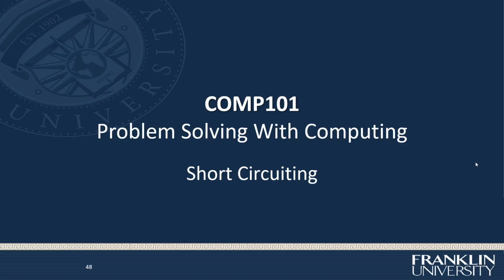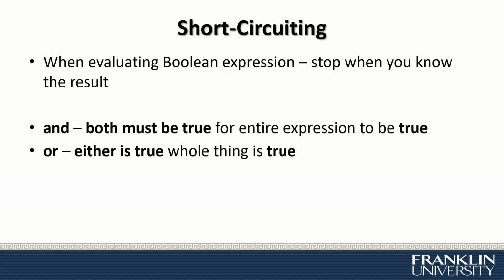Hi, in this lecture, I am going to talk about short-circuiting. What is short-circuiting? Well, when evaluating a Boolean expression, Python will stop when it knows the result without knowing the rest of the condition. For example, in the AND operation, both must be true in order for the entire expression to be true. And for OR, if either is true, then the whole thing is true.